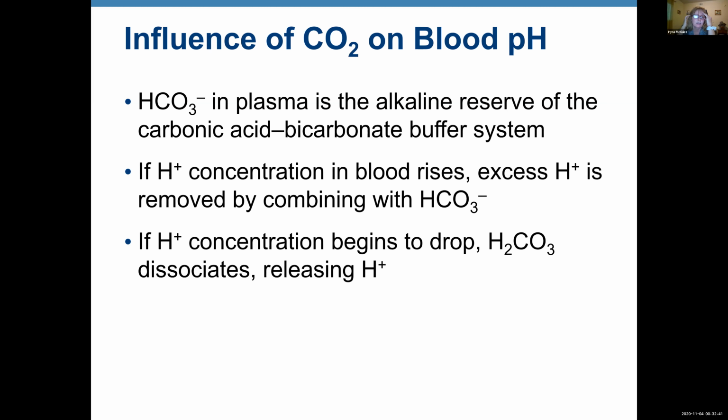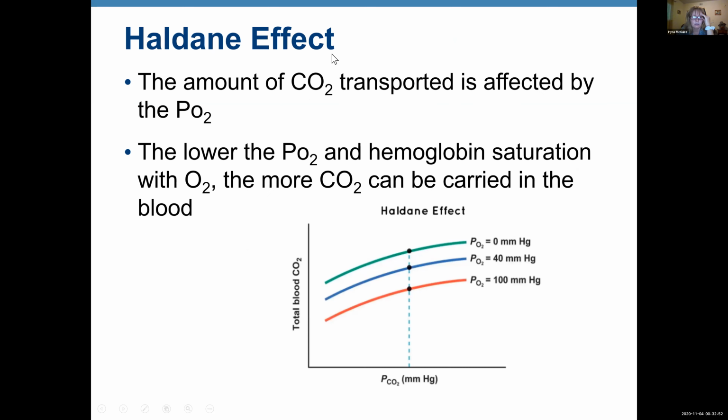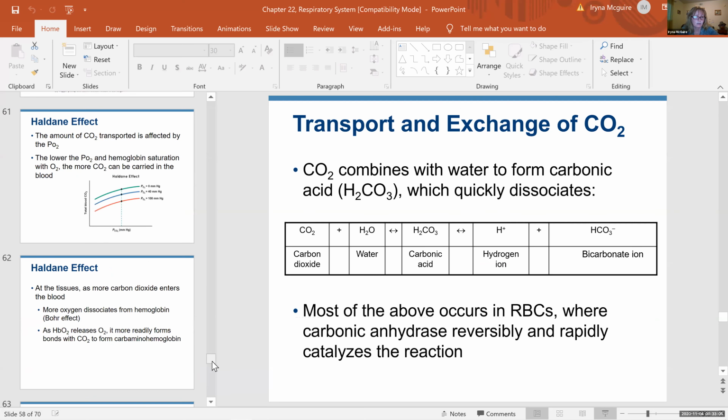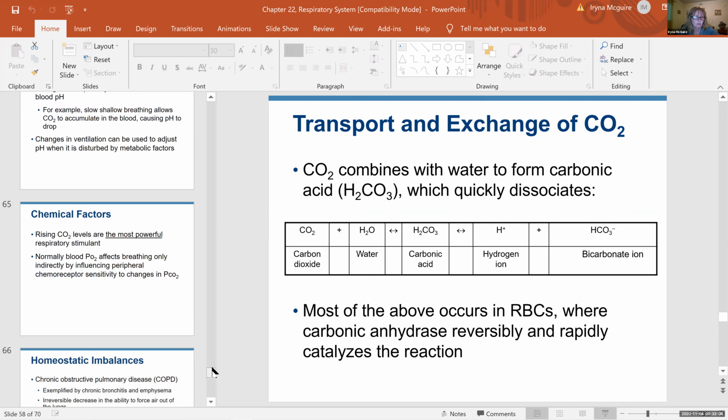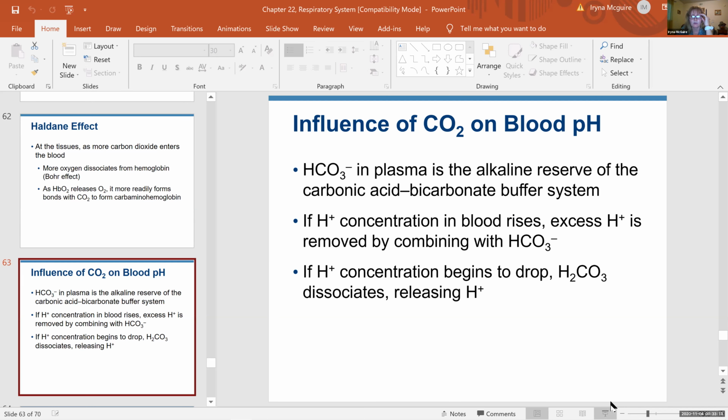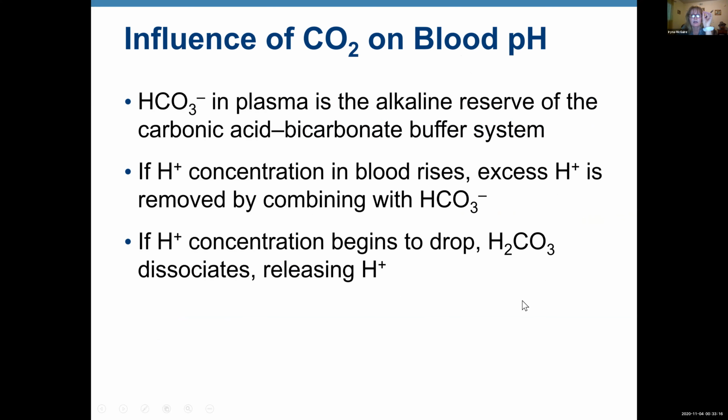Another thing over here is the influence of carbon dioxide on blood pH. You did cover it in 50A. We know that carbon dioxide reacts with water, forming carbonic acid, and then it dissociates into hydrogen ion and bicarbonate. This is called the buffer system of your blood. This buffer system helps your blood keep a constant pH.